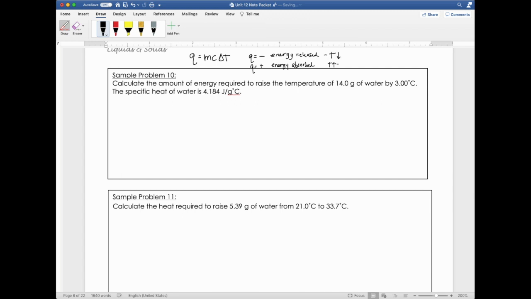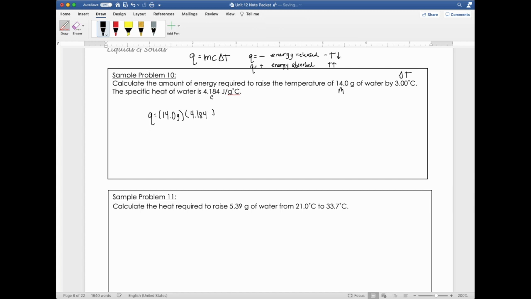Calculate the amount of energy that's required to raise the temperature of 14 grams of water by 3 degrees Celsius. And we have the specific heat of water, which is a constant, that's always 4.184 joules per gram degree Celsius. This is a nice and easy problem, actually, because it just tells us that we're raising the temperature by 3 degrees. So this right here is our delta T. We don't have to do any subtracting for that one because we're just raising it 3 degrees, so it doesn't matter. M is actually 14 grams right here, so that's going to be equal to our M. And C is 4.184. So this is a nice and easy one because I have everything that I already need in this particular problem.